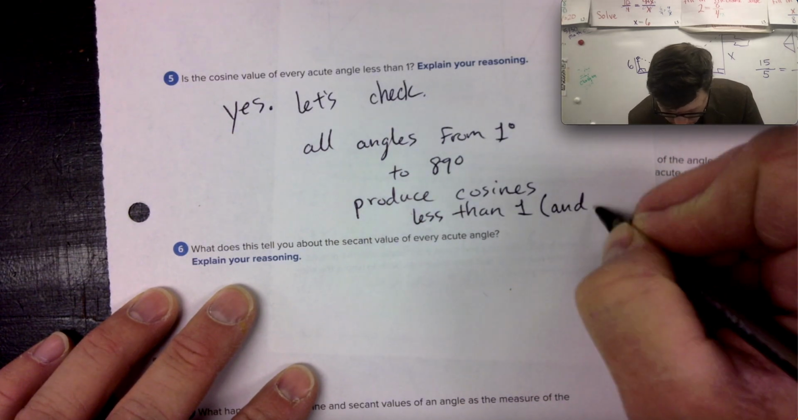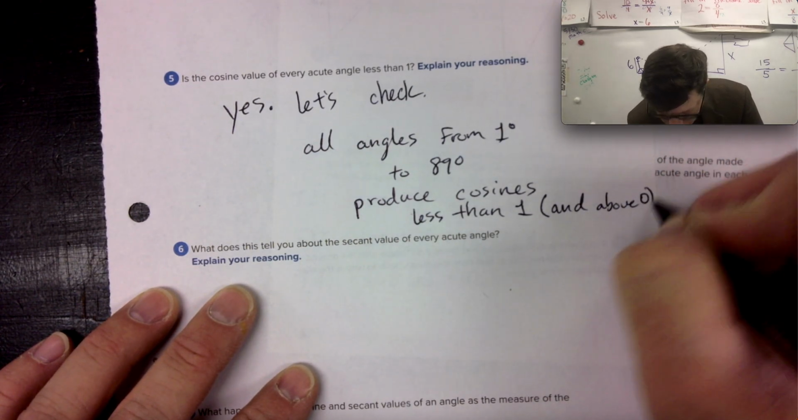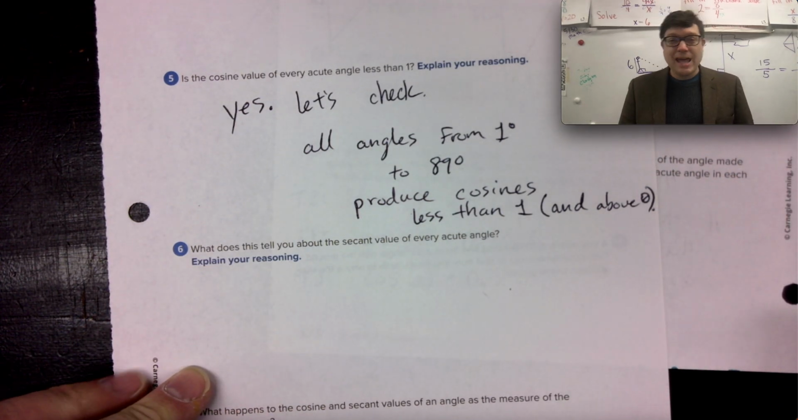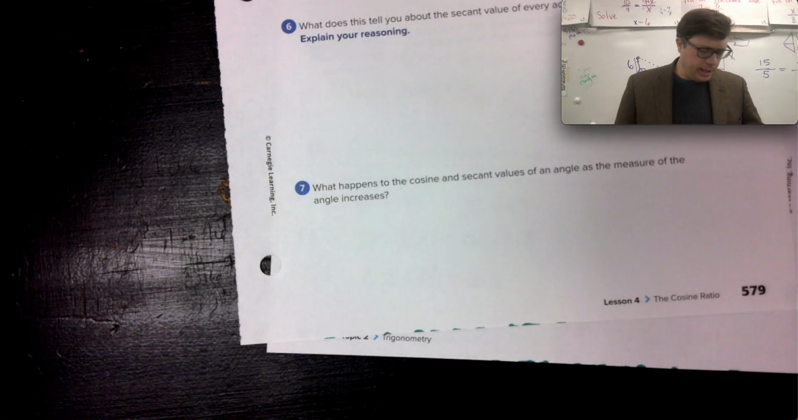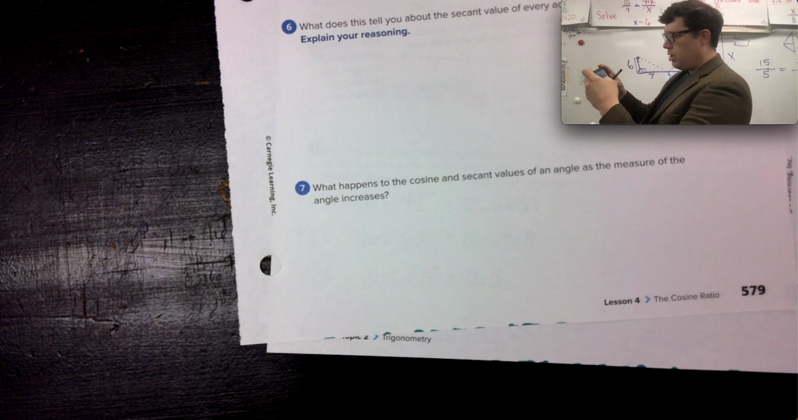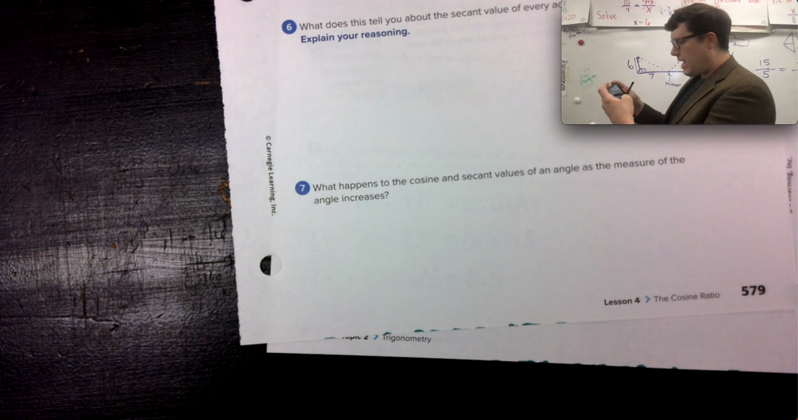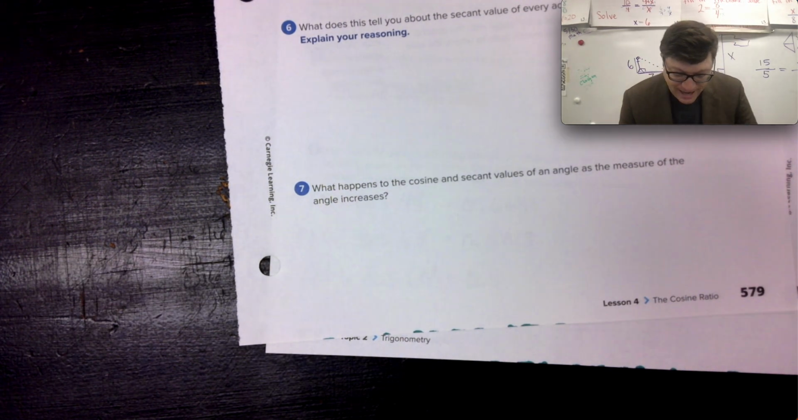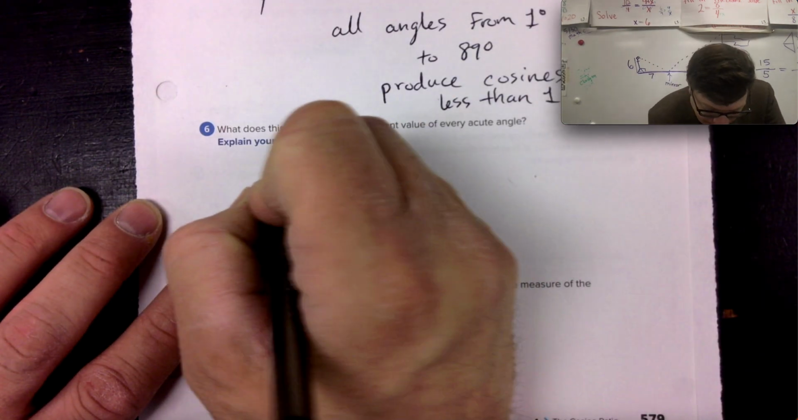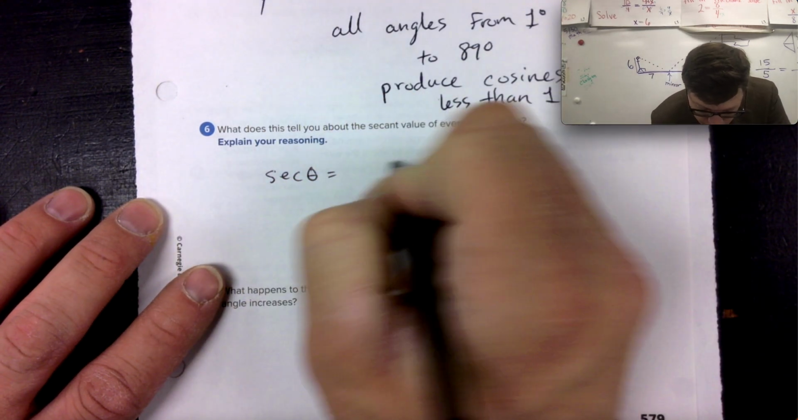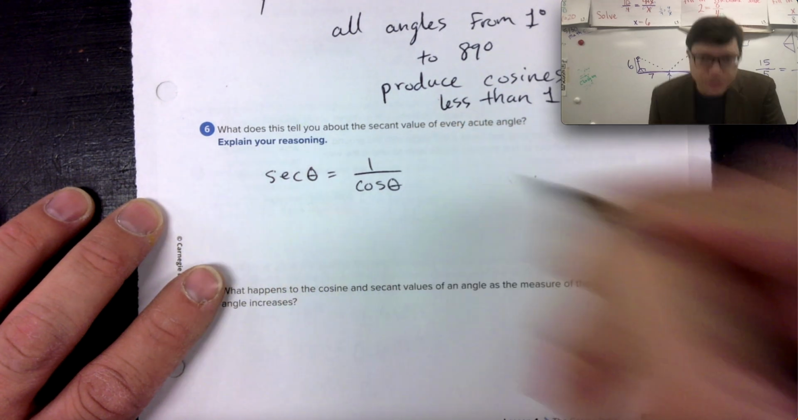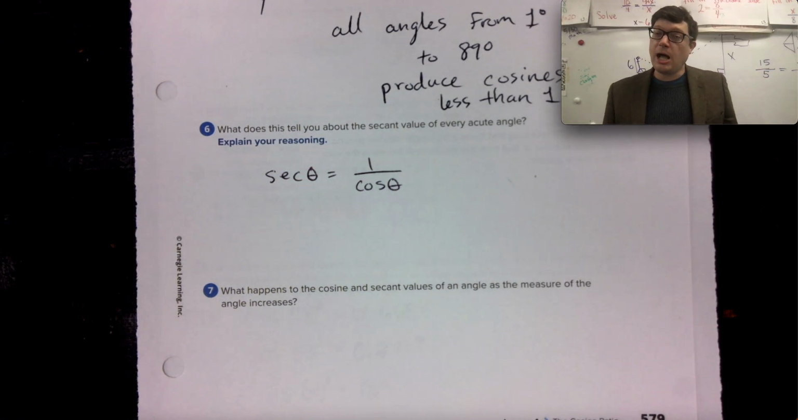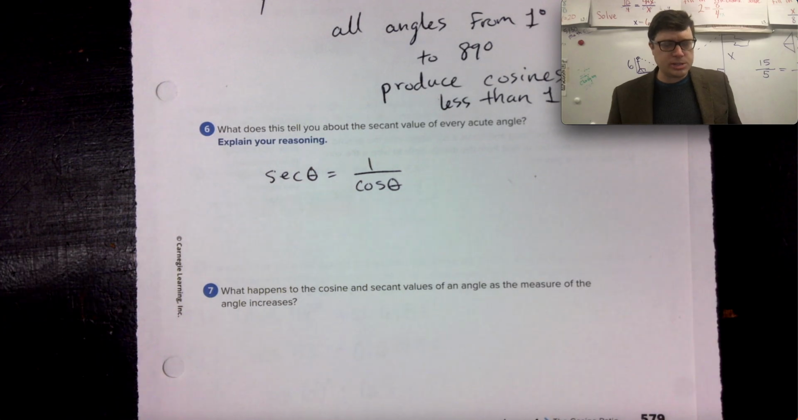I'll put that right here: and above 0. Okay, not a theta, a 0. What does this tell you about the secant values of every acute angle? When I look at this phone calculator, secant isn't listed. But I do know this fact: secant of an angle is 1 over the cosine of that angle. So I can still use my scientific calculator on my phone to calculate secants. I just have to calculate the cosine first.